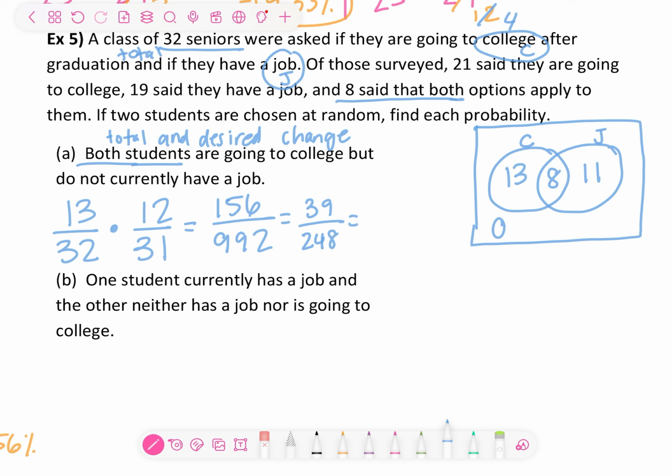Definitely want to look at that as a decimal. So 39 divided by 248 gives me 0.1573, or about 15.73% chance that both of those students are going to be going to college but don't have a job. So not a high likelihood there.